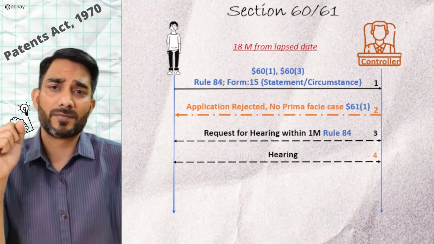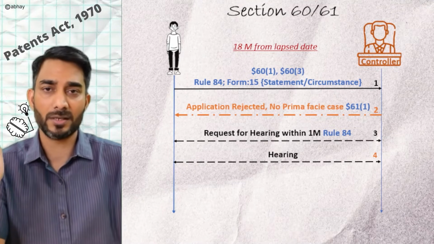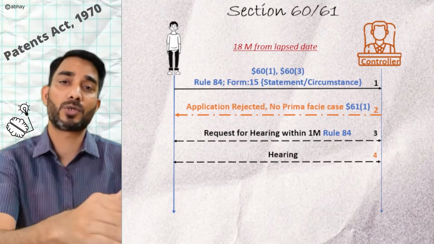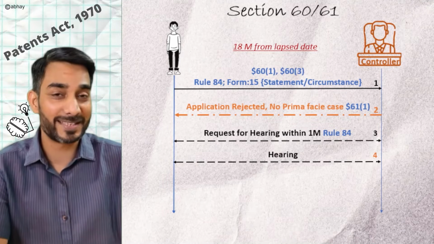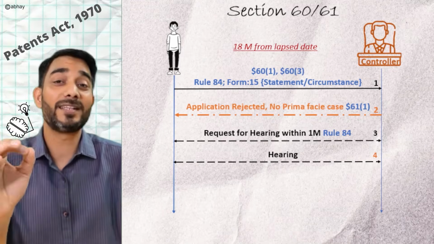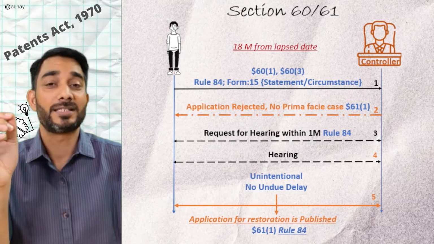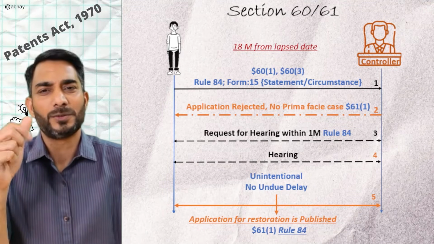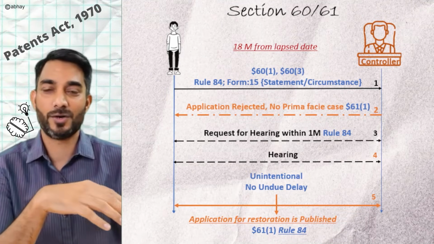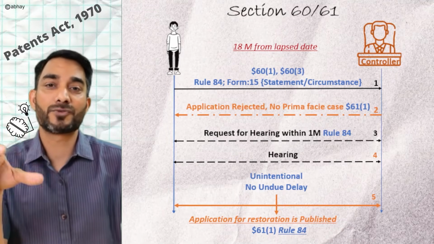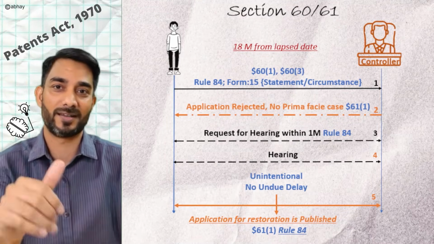Post hearing, if the controller is satisfied that the failure to pay was not intentional and there hasn't been any undue delay in reaching out to him for restoring the application, he may allow the application. What does that mean? Your patent is still not restored. Only the application for restoring the patent has been allowed. And such an application gets published. So why is it getting published? It is getting published so that the society or the person interested have the opportunity to object to it, because it is against their interest for your patent to be restored again, isn't it?